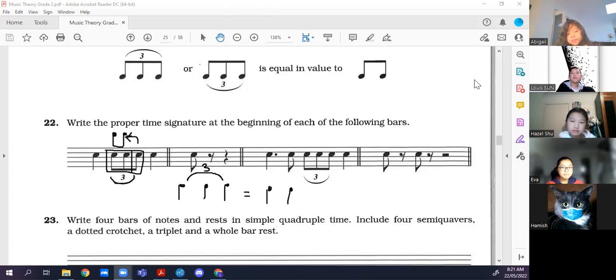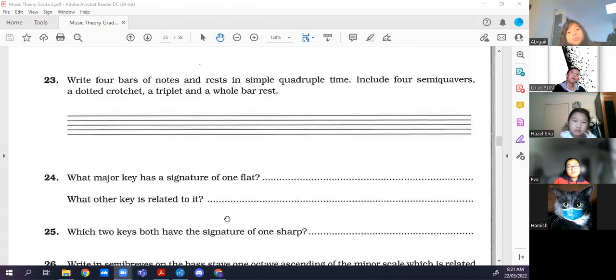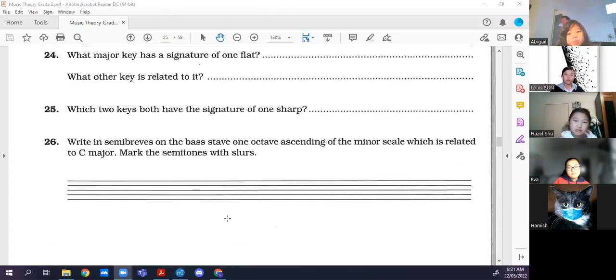No? Okay, I'll move it on then. So triplets equal: if you see a triplet, bring it as into like 2 of the same value.